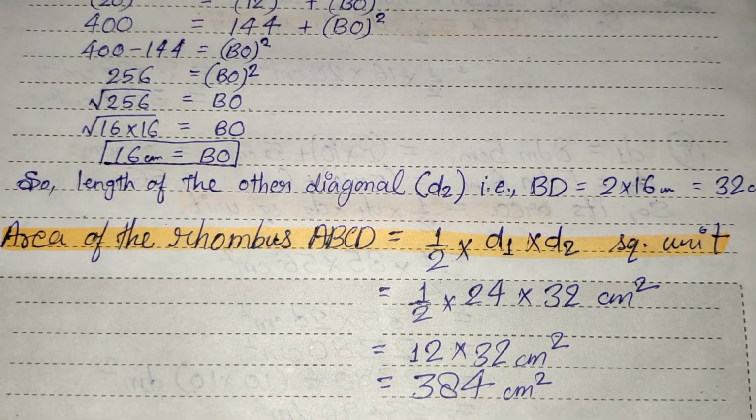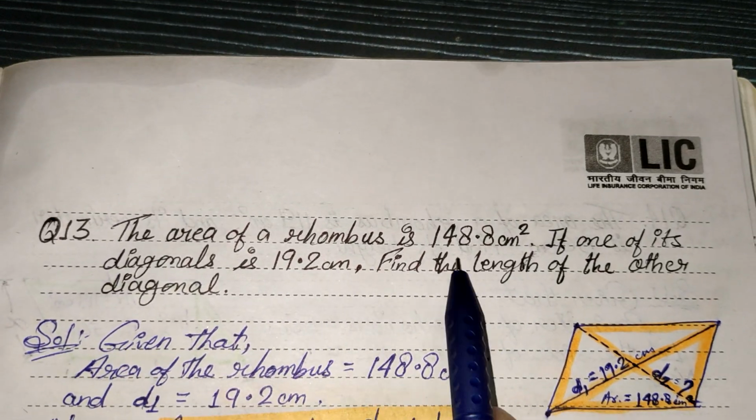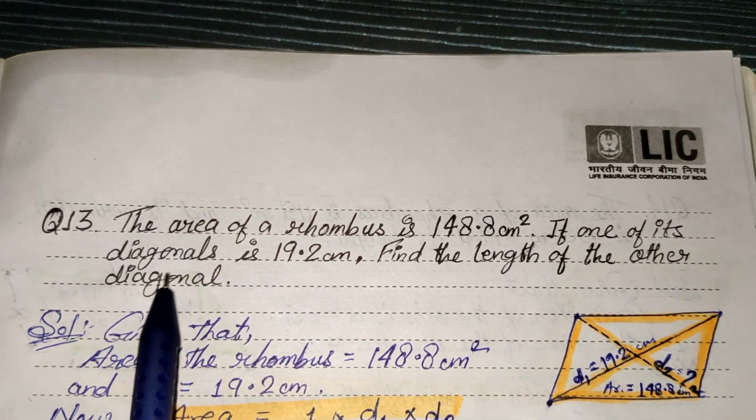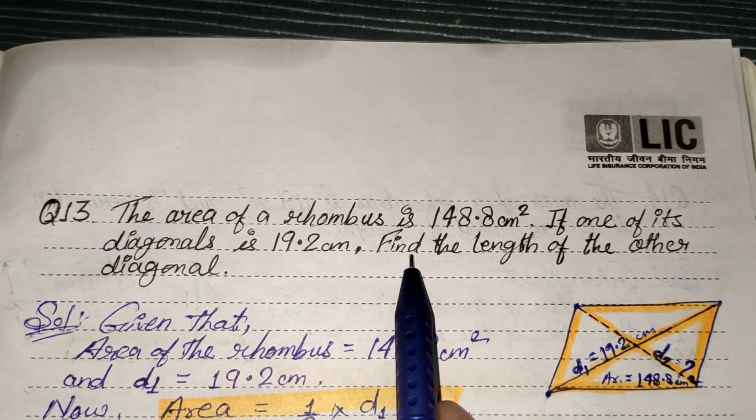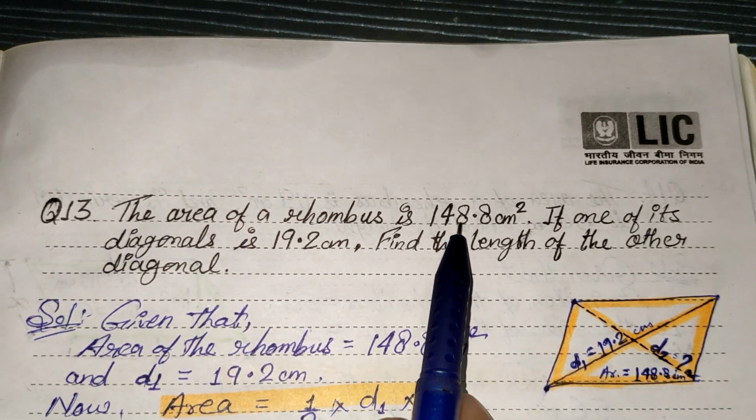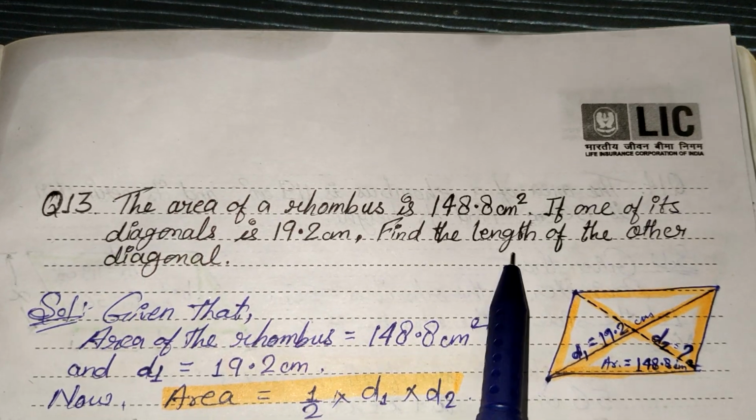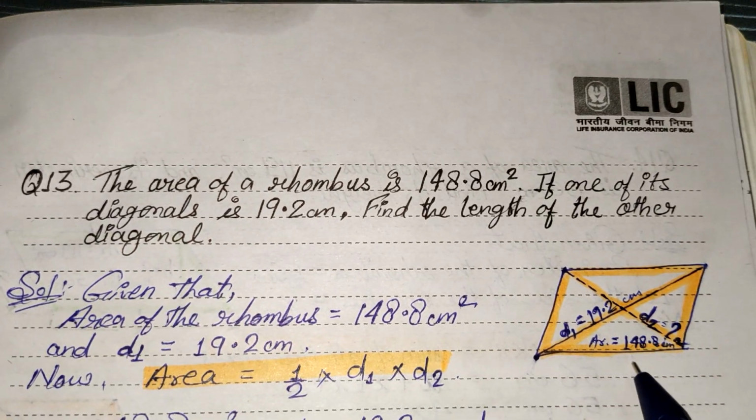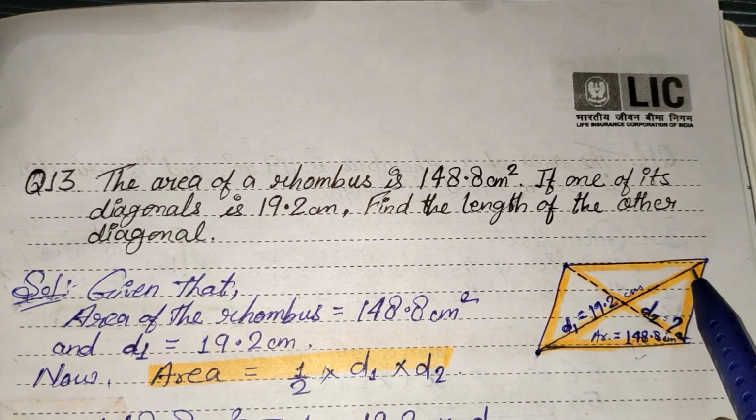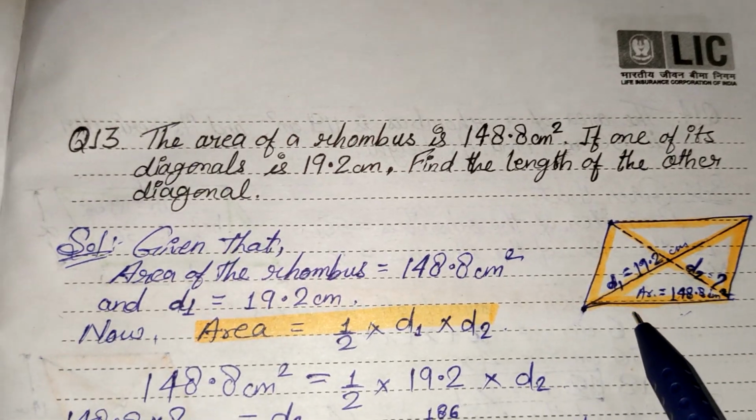Now moving on next. Number 13. The area of a rhombus is 148.8 centimeter square. If one of its diagonal is 19.2 centimeter, find the length of the other diagonal. Here area of rhombus is given and the length of first diagonal is given. We have to find the length of the other diagonal. So according to question, the figure is this. Area is given, d1 is given, and we have to find the length of the other diagonal. So let's see the solution.